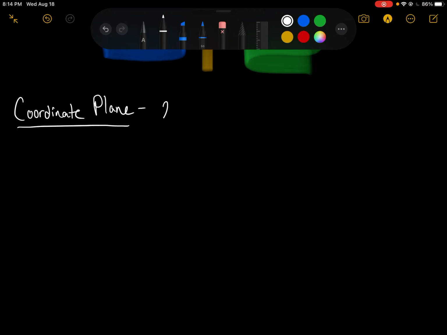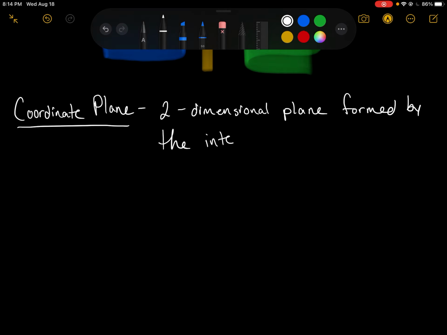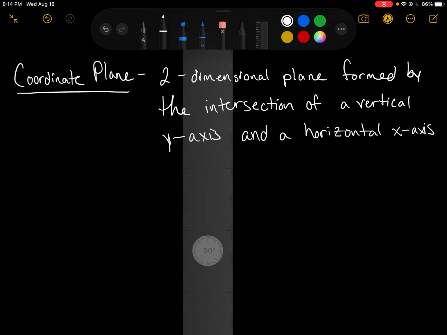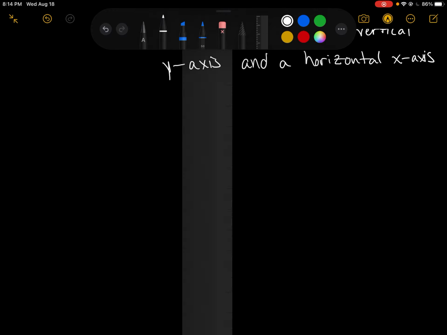So a coordinate plane, it's a 2-dimensional plane formed by the intersection of a vertical y-axis and a horizontal x-axis. So we've already drawn this out, but we'll define it in our mathematical terms now. So we're going to use some of that math vocabulary.